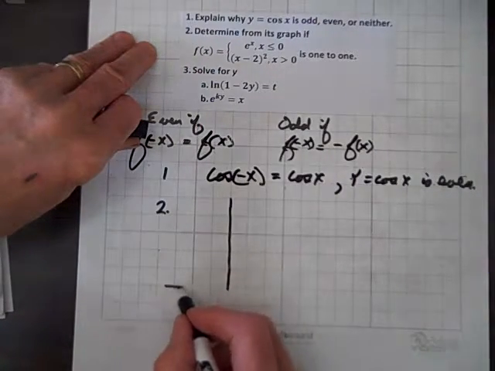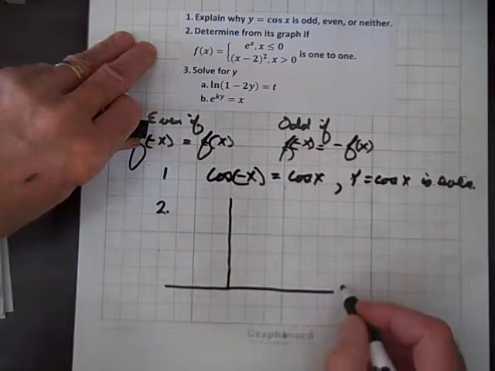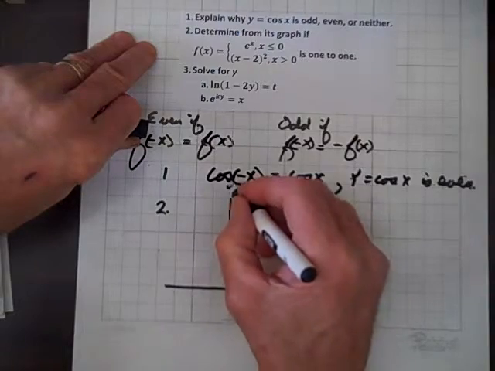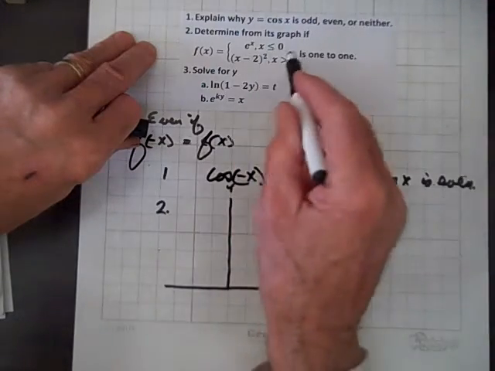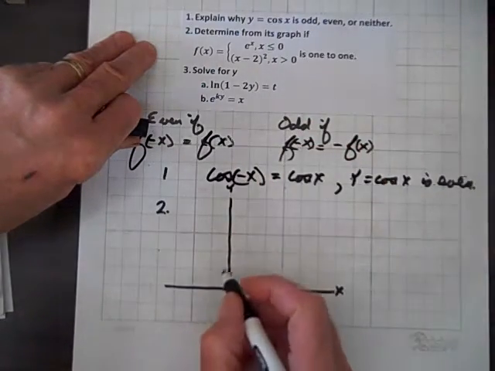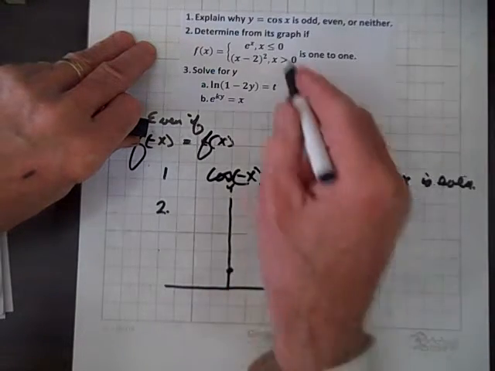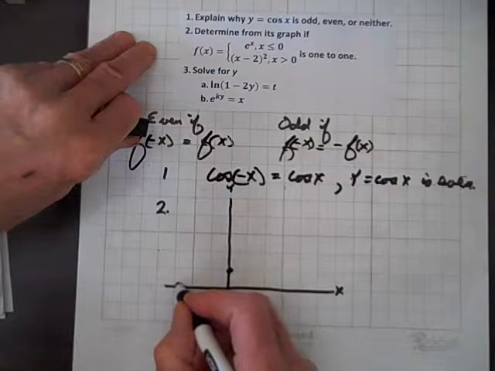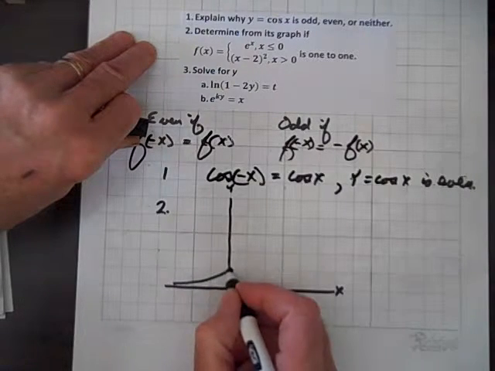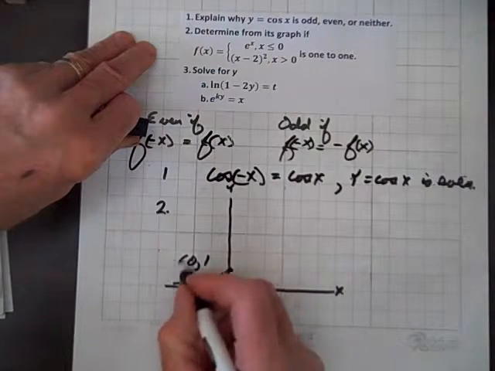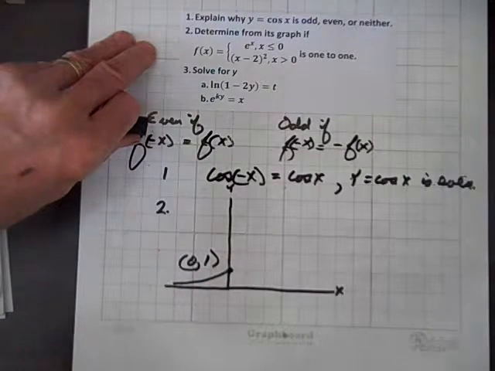Now, for f of x equals e to the x, with the domain x is less than or equal to 0, we'll graph that. Here's what it graphs like, and the y-intercept is at 0, 1, because e to the 0 is 1.